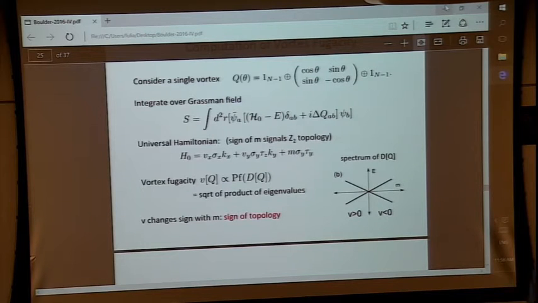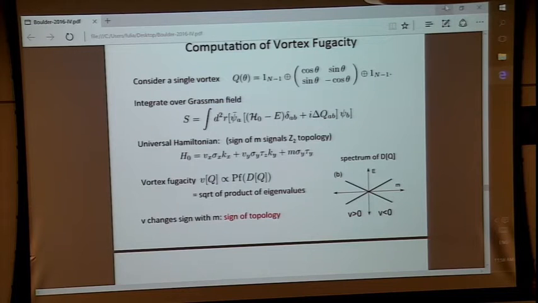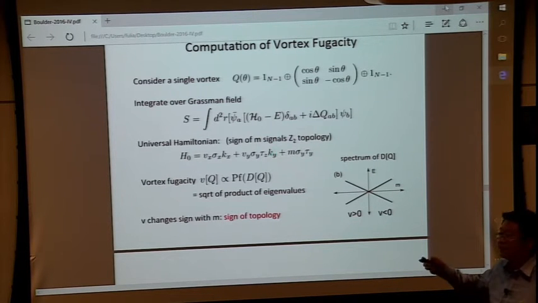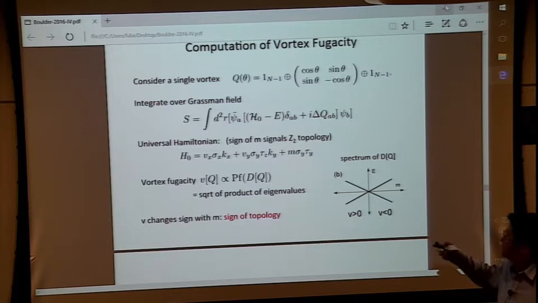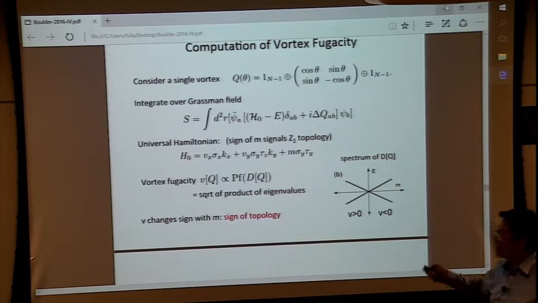That's for the clean system. Which H0? This is the same H0. Exactly. We are literally just sticking this into this, and we choose a vortex configuration for Q. Which vortex configuration doesn't matter. The spectral flow holds for all vortex configurations.